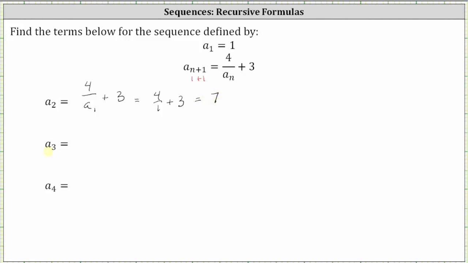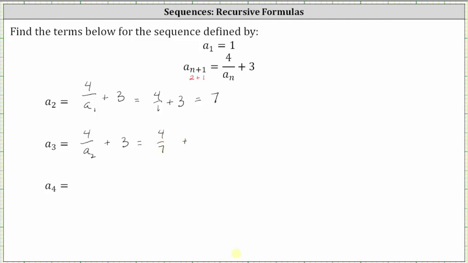We can determine a sub 3. Notice for a sub 3, since 2 plus 1 is equal to 3, n is equal to 2, and therefore we have a sub 2 on the right. A sub 3 is equal to 4 divided by a sub 2 plus 3. Notice a sub 2 on the right is the term right before a sub 3 on the left. And we know a sub 2 is 7, which gives us 4 sevenths plus 3.